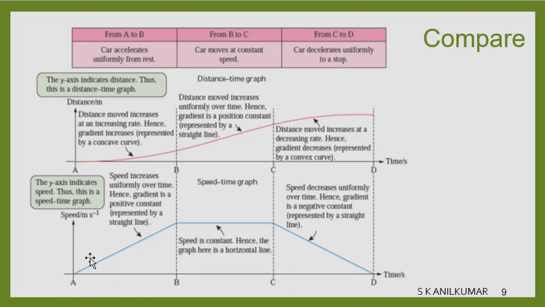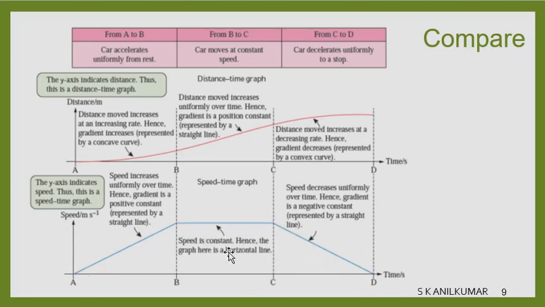Speed will increase fast because speed increases uniformly over time. Here distance only increases, here speed increases over time. Then the speed does not increase, speed is constant. So it goes at the same speed and comes down. This is how you will measure the speed. Speed goes up, constant speed, speed comes down.